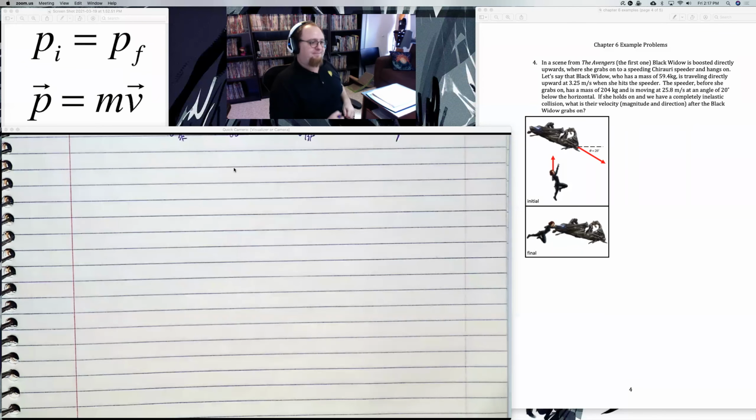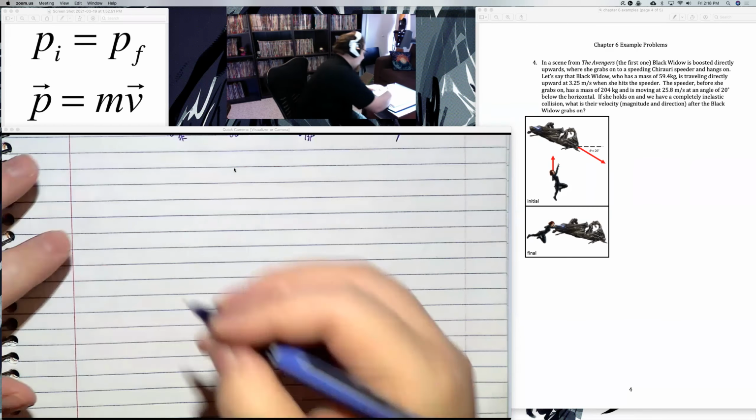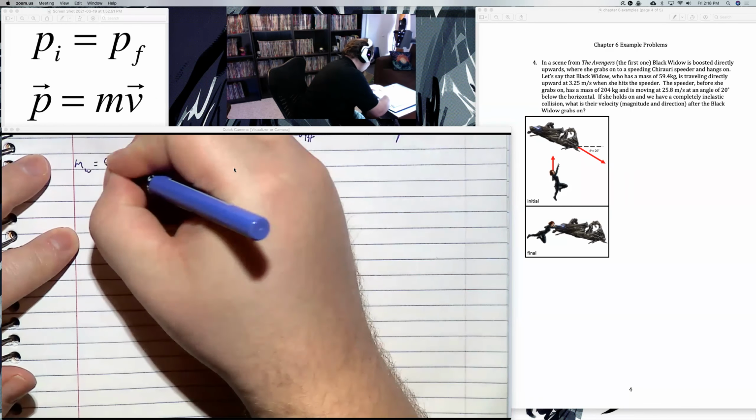And this says, in the first Avengers movie, there's a scene where Black Widow is boosted directly upwards, and she grabs onto a speeding Chitauri Speeder and hangs on. Let's say Black Widow, who has a mass of 59.4 kilograms, so mass Widow is.